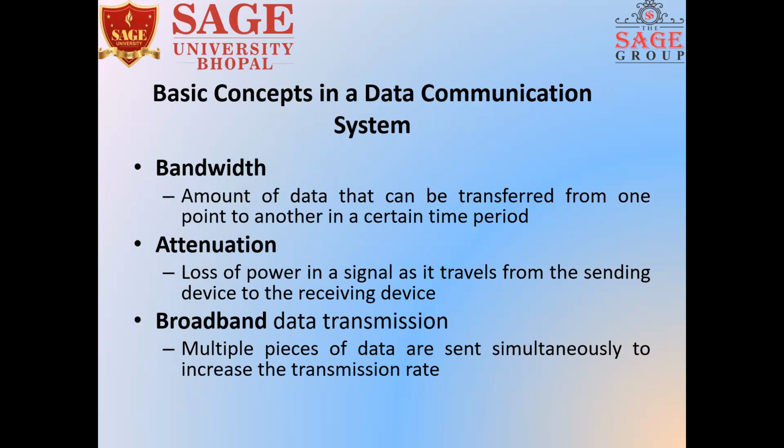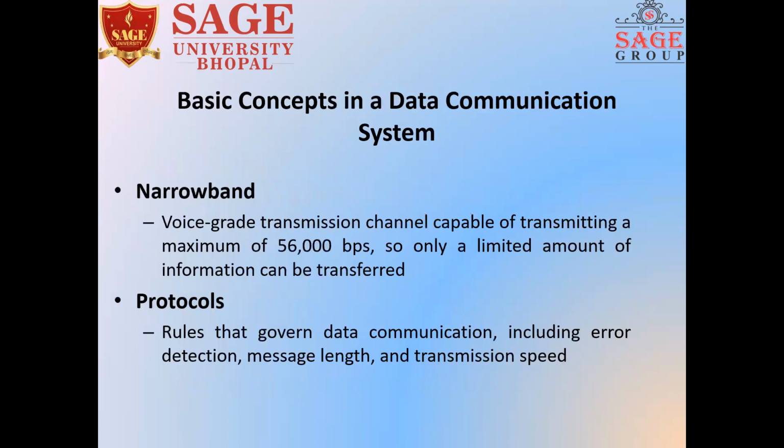The basic concepts in a data communication system are, first, bandwidth, second, attenuation, and third, broadband. So what is bandwidth? Bandwidth is the amount of data that can be transferred from one point to another in a certain time period. Attenuation is the loss of power in a signal as it travels from the sending device to the receiving device. And broadband is a type of data transmission in which multiple pieces of data are sent simultaneously to increase the transmission rate. That is called broadband. These three points, bandwidth, attenuation, and broadband, are very widely used in data communication systems.